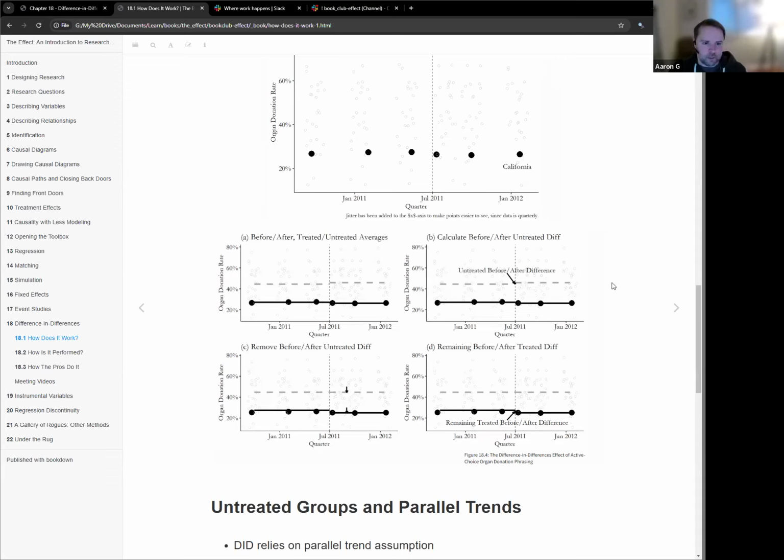And so to do difference and differences, what you want to do is take the difference for the untreated group. It's represented in that subplot in the top right here. We want to calculate the difference before and after. And then in the bottom left graph, they are actually taking that difference for the untreated population, applying that to the California treated population. So now the black line disconnect before and after looks a little bit more pronounced than it did before.